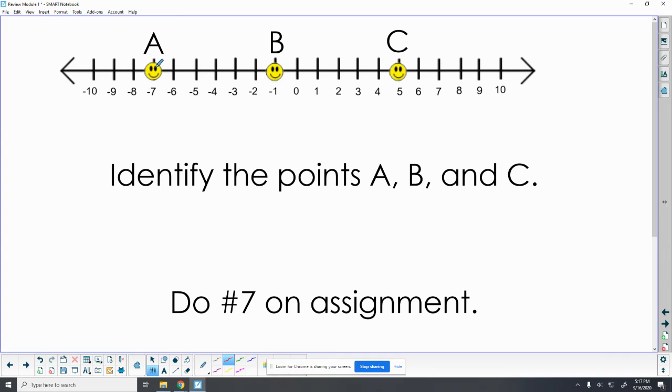Now we are going to look at integers that have already been plotted for us on our graph, and we're going to identify them. So let's look for A here. So if I look here, I can see that A is -7. I can see B here at -1, and I can see C at 5 here. So pause the video and do number 7.